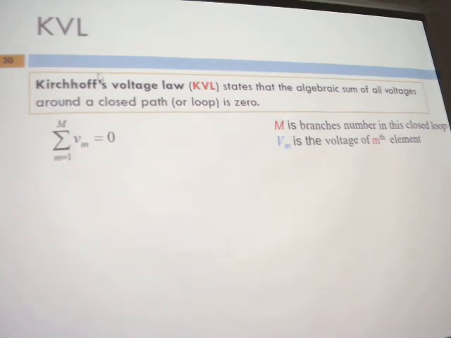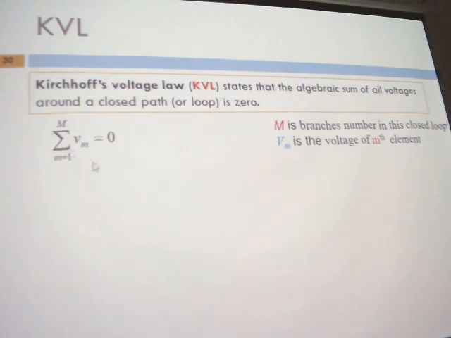Now we are going to say the KVL law. It is the Kirchhoff's voltage law. It is stated that the algebraic sum of all voltages around the closed path is 0. Do you remember the definition of the closed loop or a mesh? Closed loop or mesh. Remember? Okay. A mesh actually is an independent loop.